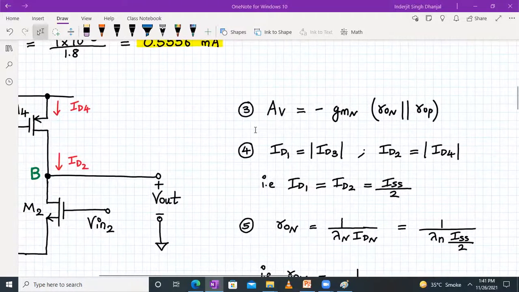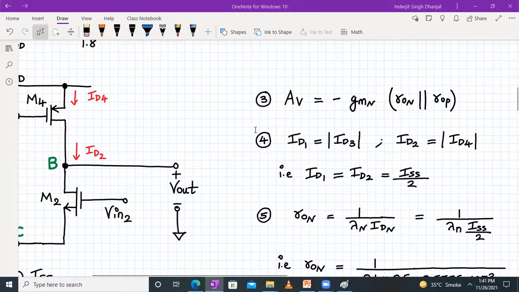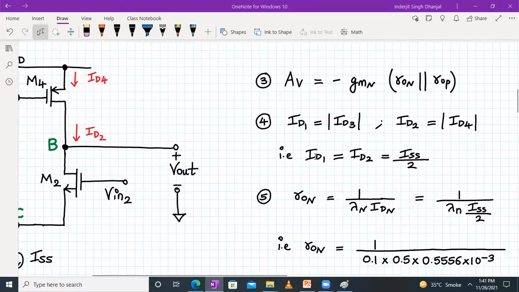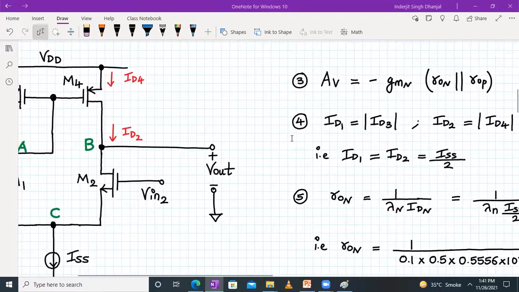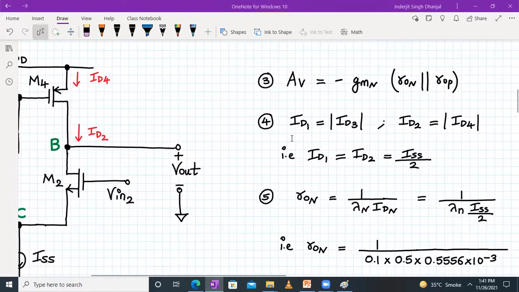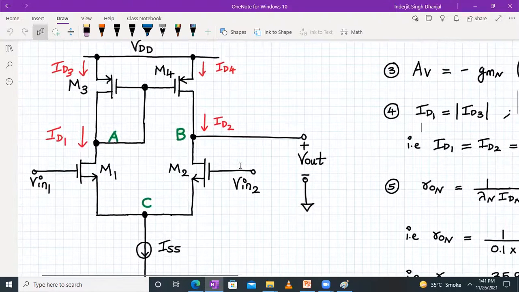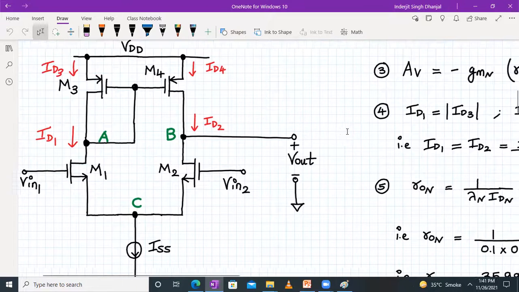So we have the formula for the voltage gain as minus GMN into RON parallel to ROP. And we already established that ID1 and ID3 are equal, ID2 and ID4 are equal, and ID1 and ID2 will be equal to ISS by 2, correct? And we assume that M1 and M2 transistors are matched and M3 and M4 transistors are matched. That means NMOS parameters are same, and for PMOS transistors, their parameters are same.